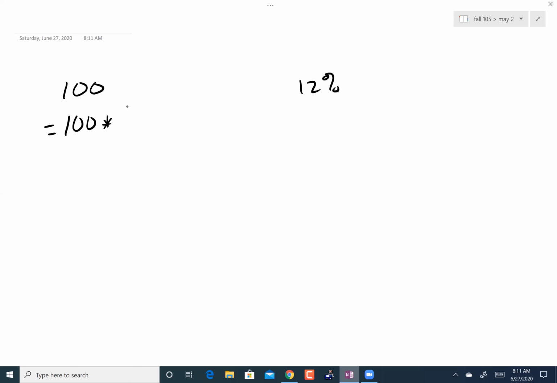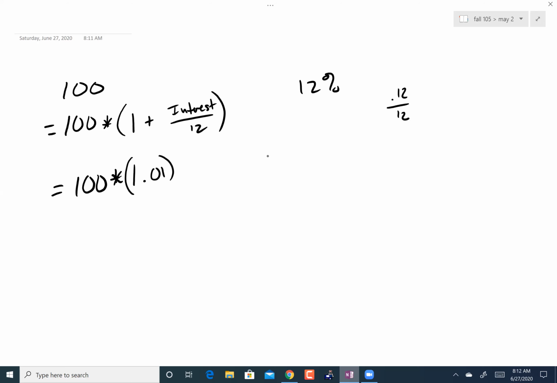And I'm going to multiply that by 1, because I'm still going to have 100% of what I started with, plus the interest divided by 12. So I will have, in this case, 100 times 1, and then 12%, which of course is 0.12, divided by 12, is going to be 0.01. In other words, I'm going to have 101% of last month's balance.